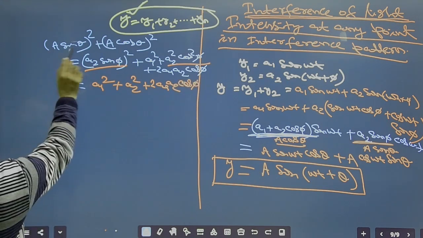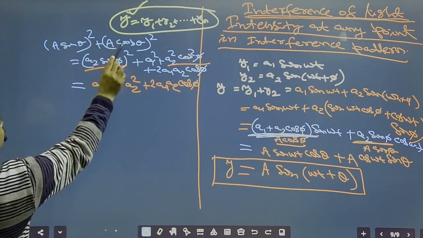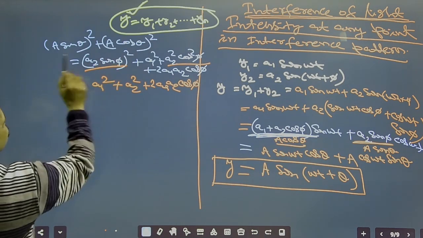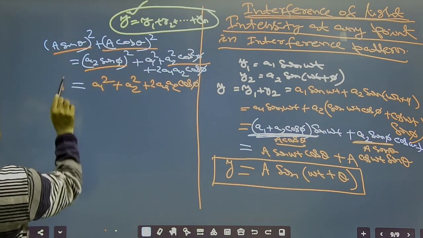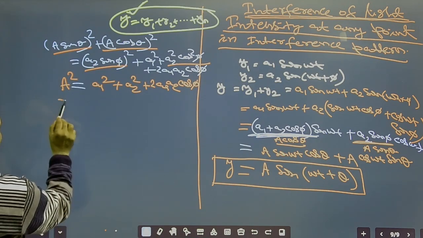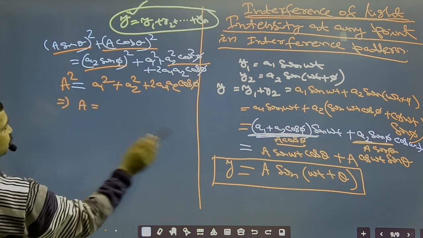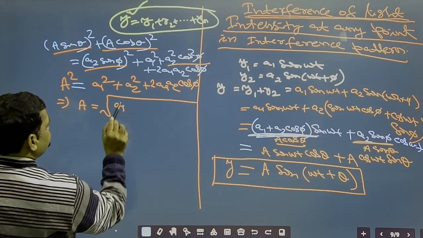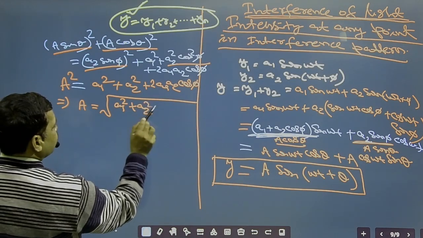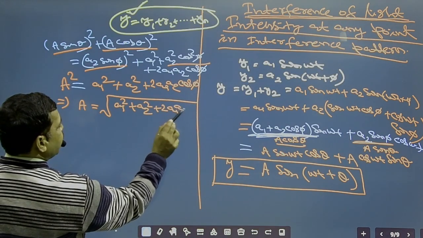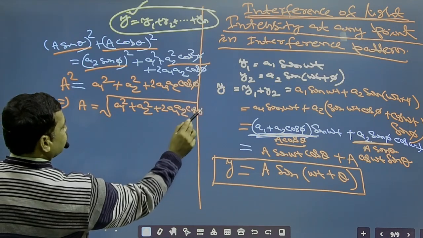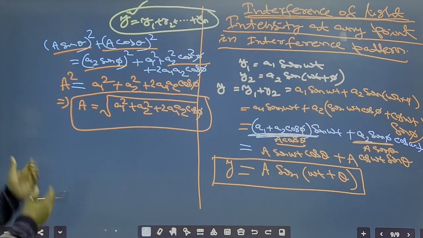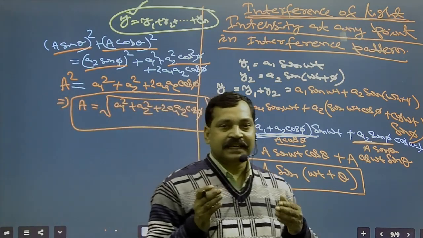Here this value will be a squared sin squared theta plus a squared cos squared theta. A squared we take common, so sin squared theta plus cos squared theta will be 1. So the value here will be a squared. So finally, the resultant amplitude of the two interfering waves will be equal to the square root of a1 squared plus a2 squared plus 2 a1 a2 cos phi, right? So this is the derivation for the resultant amplitude. Now you see what is the intensity.